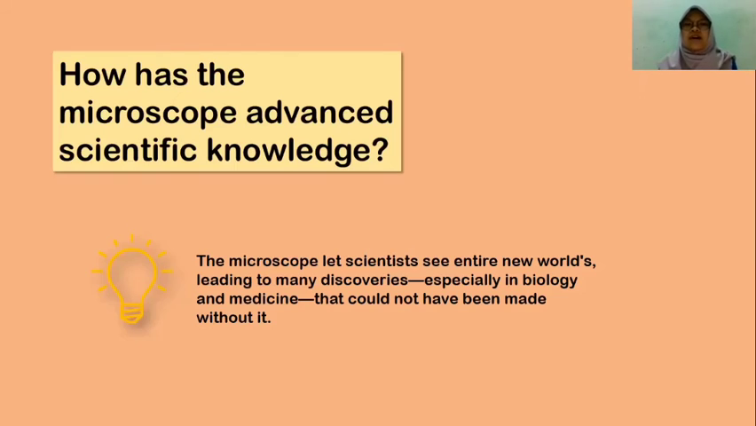Okay. So how has the microscope advanced scientific knowledge? The microscope lets scientists see entire new worlds, leading to many discoveries, especially in biology and medicine, that could not have been made without it. Some examples include the discovery of cells and the identification of bacteria and other single-celled organisms. With the development of more powerful microscopes, viruses were discovered and even atoms finally became visible.